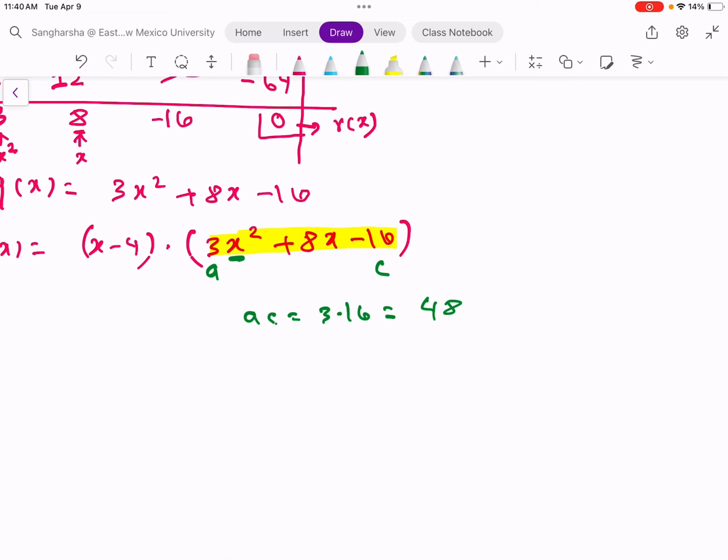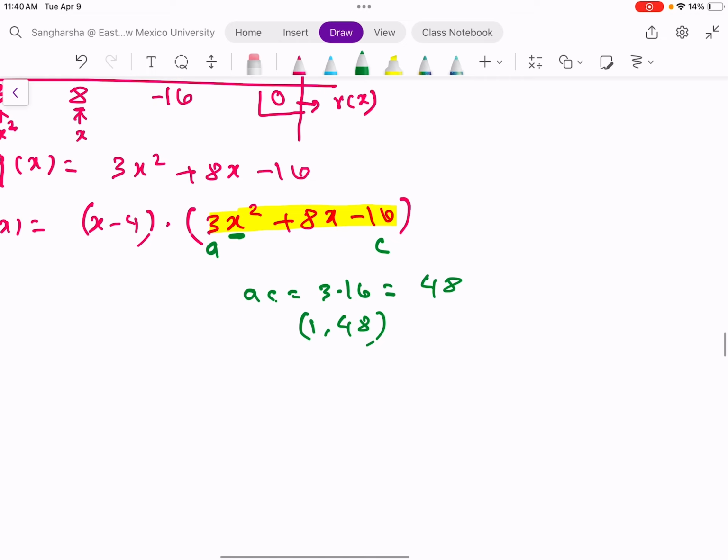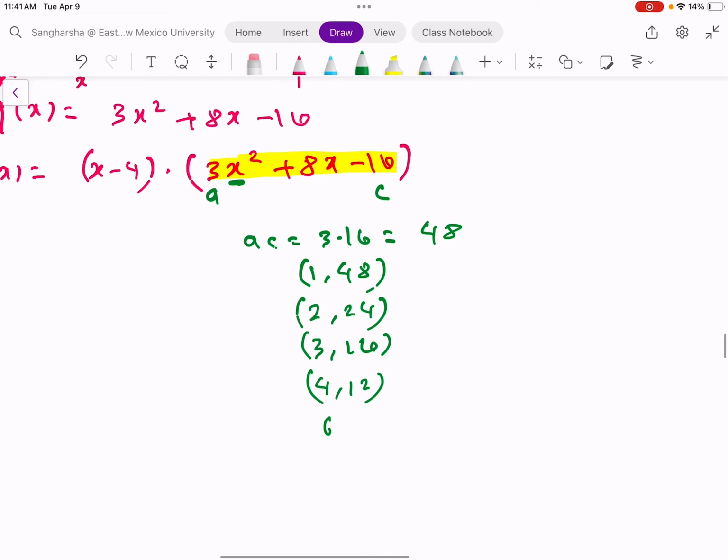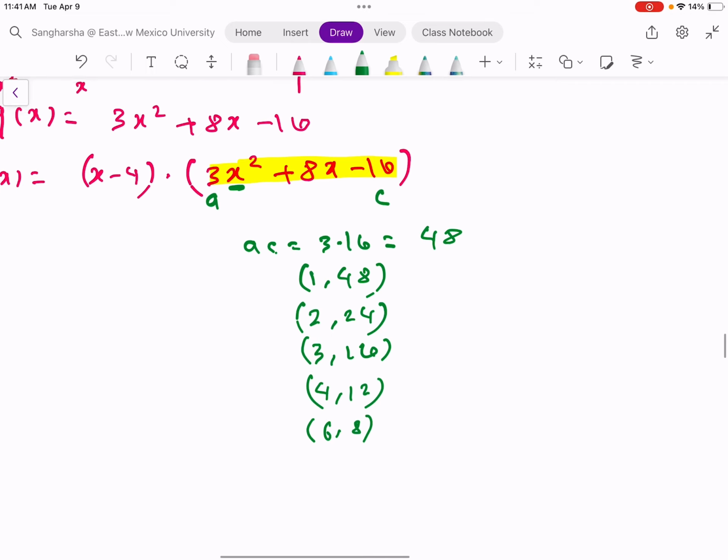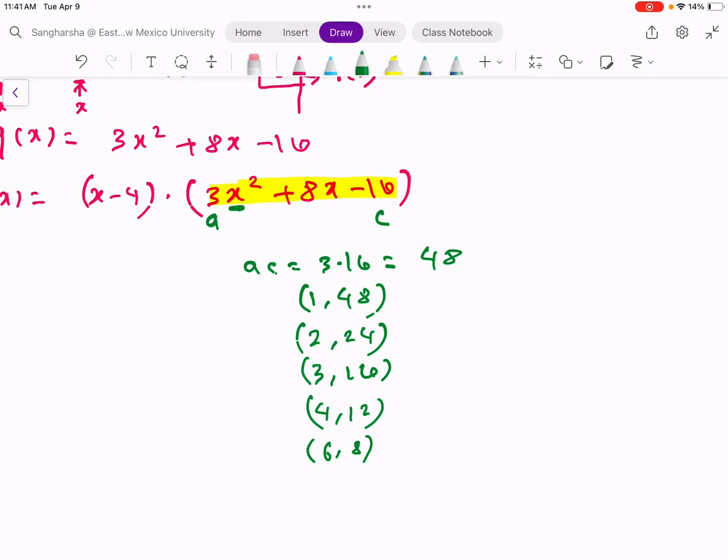Next we write down each pair of factors of 48. 1 times 48 is 48. 2 times 24 is 48. 3 times 16 is 48. 4 times 12 is 48. Then we have 6 times 8, 48. So these are the pairs of factors. We choose one pair of factors to rewrite our middle term, positive 8x. Now which pair of factors do we choose to rewrite positive 8x, by adding or subtracting these factors?